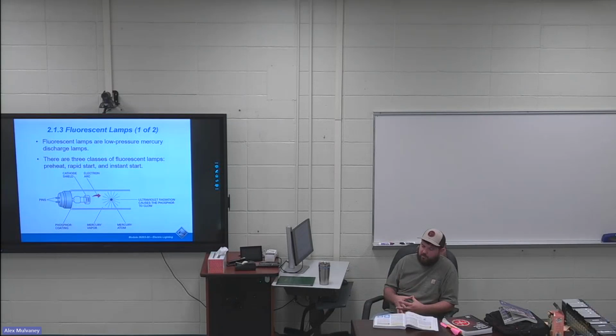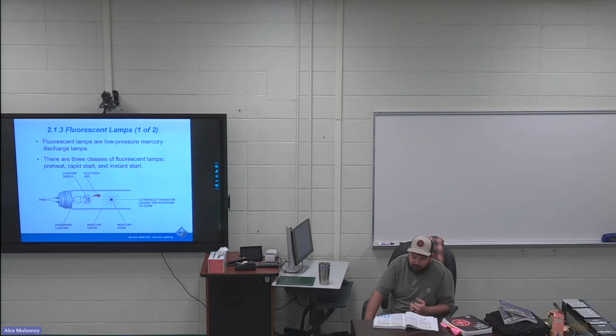The ballast is what ramps up that voltage from wherever you're at. For this room, I think it's 120, but you can have 277 or probably 240 volt lamps. But they ramp that voltage up quite a bit to get that mercury flowing. They have different classes of fluorescent lamps, and they go through the bullet points starting on page 10. The second bullet point, the rapid start, I've got another online test question, and it's the last sentence on page 10.